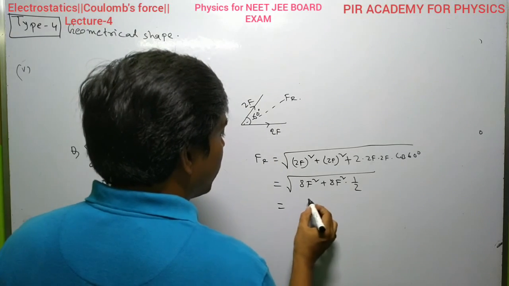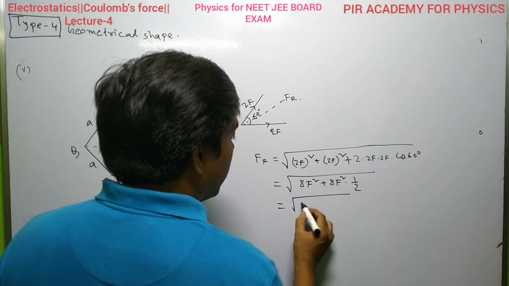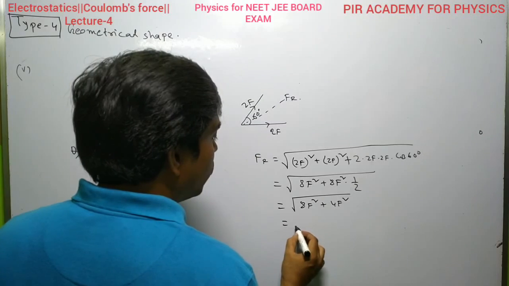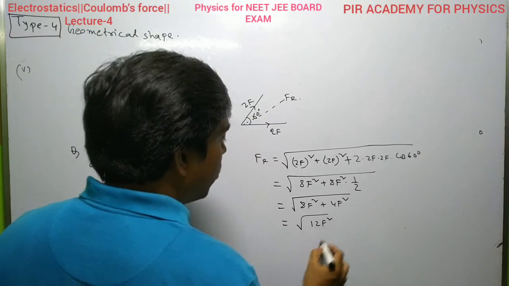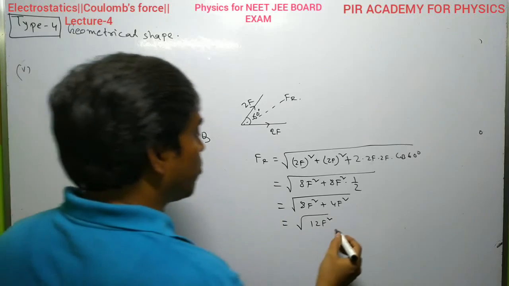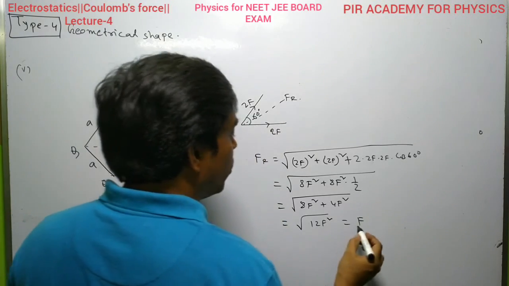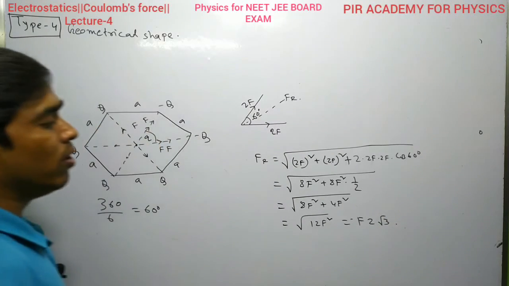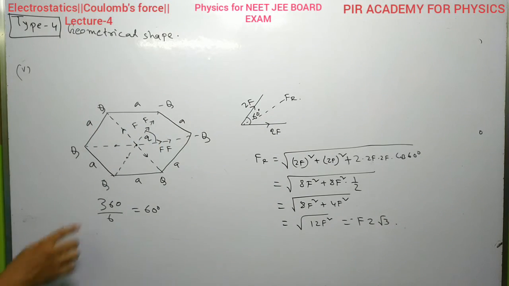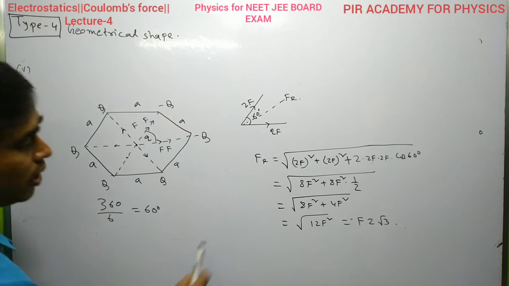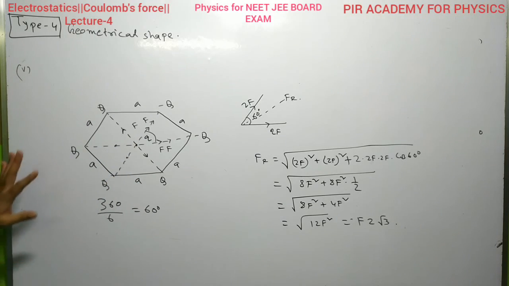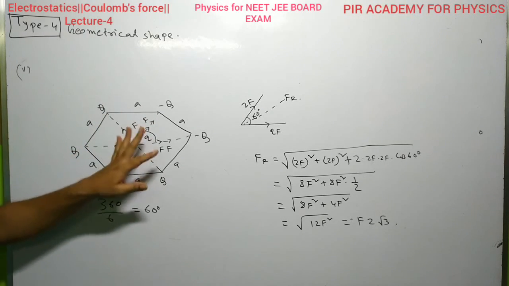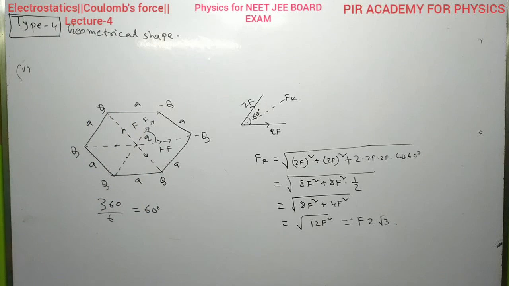So it will be 8F square plus 4F square, so it will be 12F square. So the total resultant force on Q will be 2 root 3 F. This is the condition. In this way you can calculate any force on a charge if the charges are distributed on a geometrical shape.